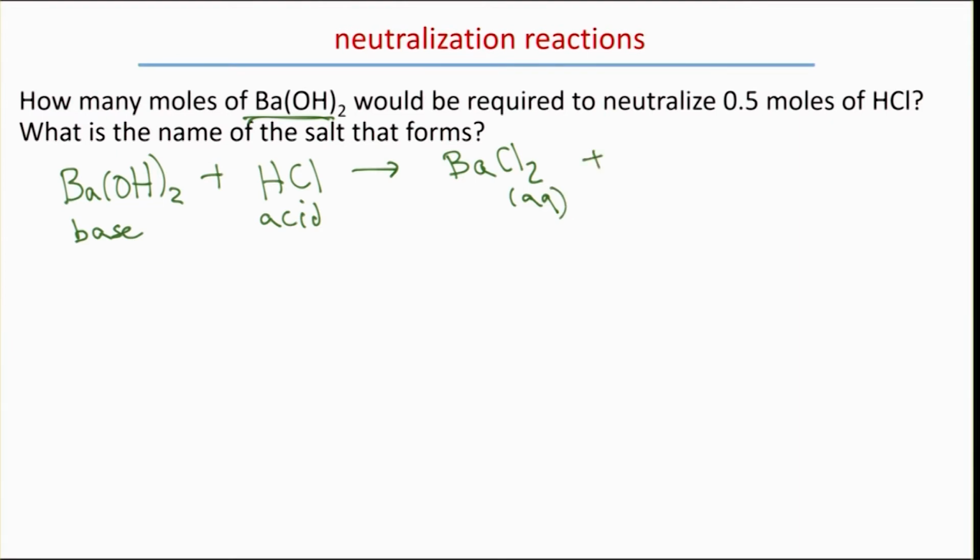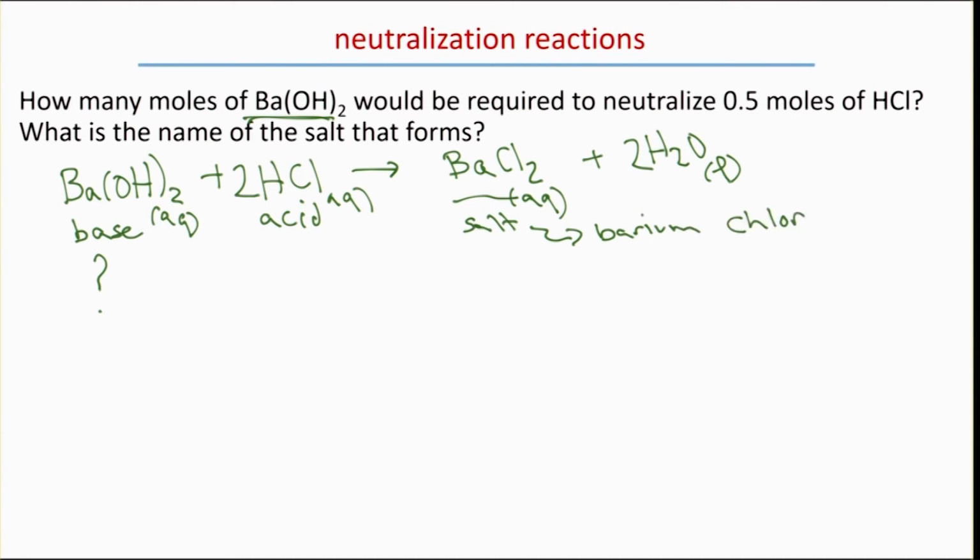And then what else is left over? The OH and the H+ have come together and formed water. Put a couple little coefficients in there to balance. Put our states there, and we should be ready to answer this question. All right, we are asked for moles of the barium hydroxide, and we're also asked for the name of the salt. Let's give the name of the salt really quick. This would be barium chloride.